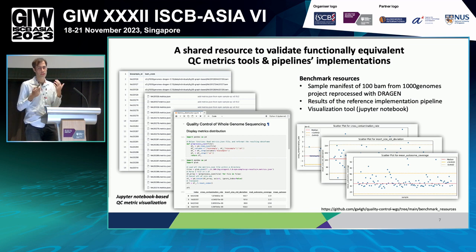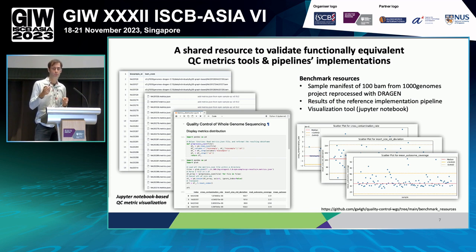Another tool that we provide is benchmark resources, where we have a list of 100 BAM from the 1000 Genome project, so it's publicly available data. Those samples have been reprocessed with Dragon. The data is available, and we use these 100 BAM as benchmark resources. And so we are running our pipeline on those 100 BAM.